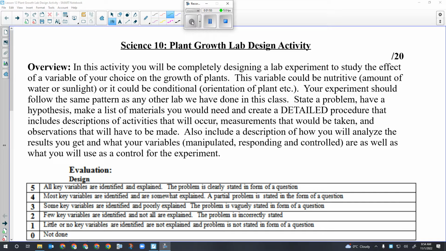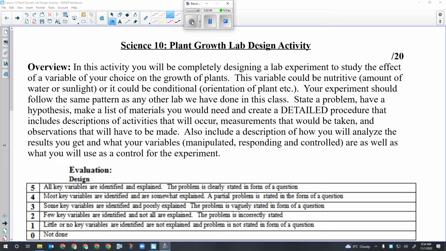That's really what I'm looking for in terms of the procedure, the variables, the materials: that you are doing things to make sure that you are truly only testing the one factor that you want to test.